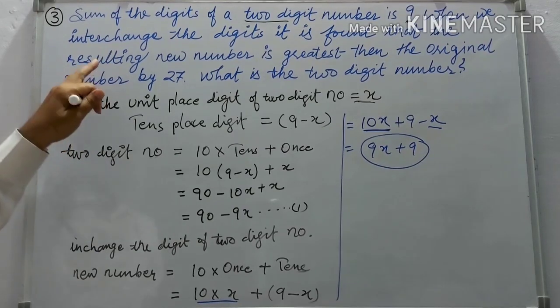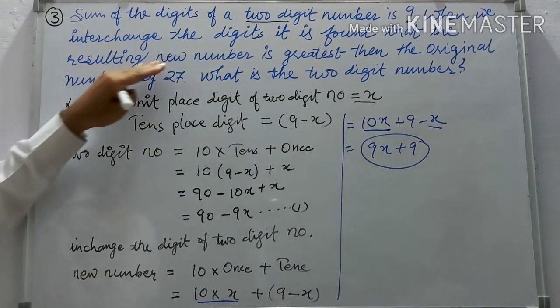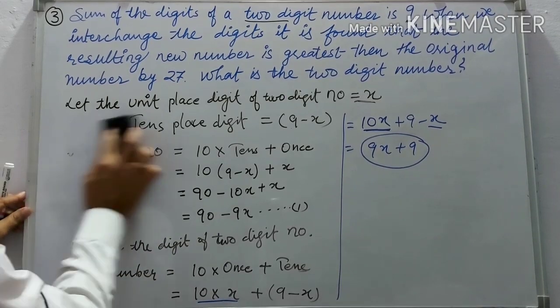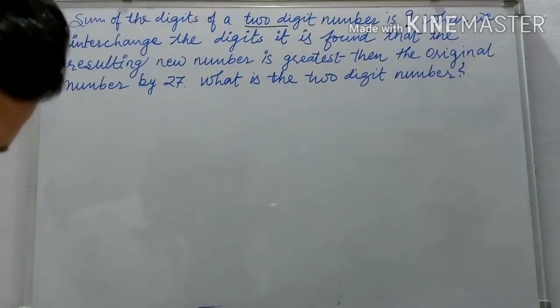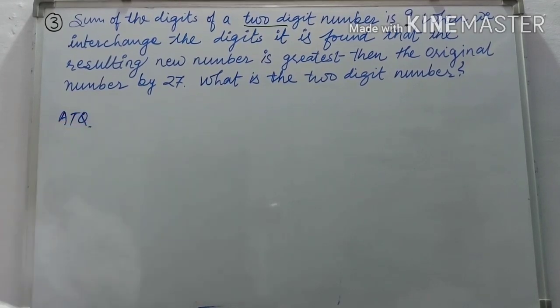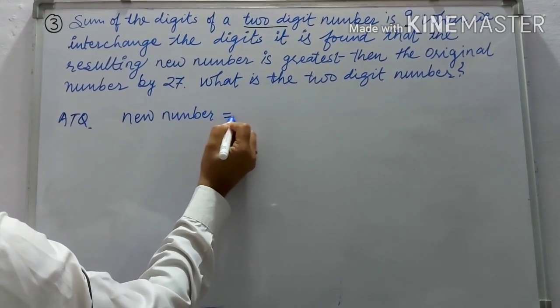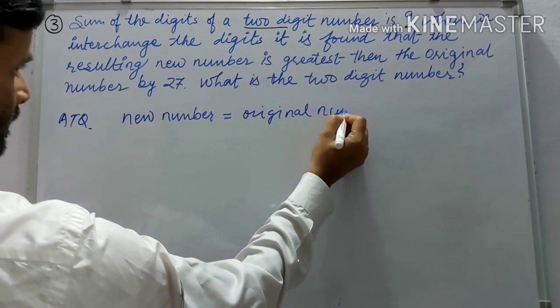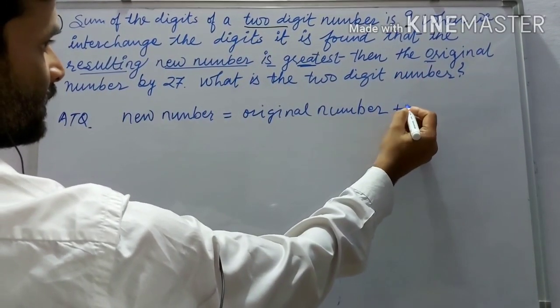Next is the condition. It is given that after the interchange of digits, the resulting new number is greater than the original number by 27. So that we finish. Now, according to the question, the new number is greater than the original number by 27.